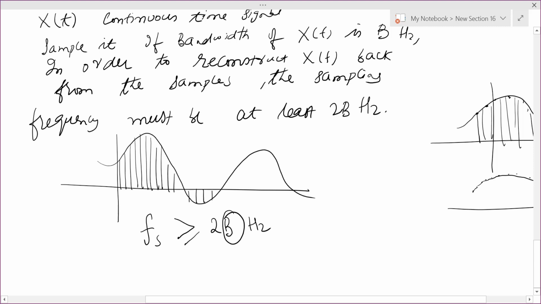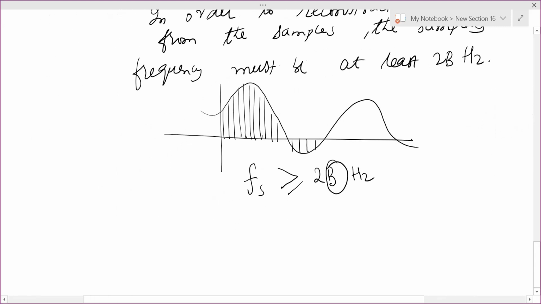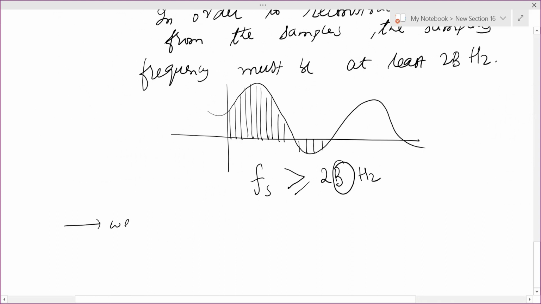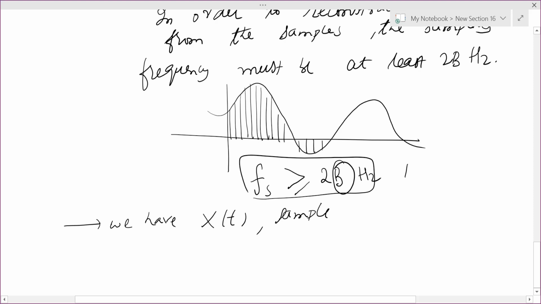So this result will be proved later on. Right now you take this result as it is. Now see, we have continuous process x of t, we sample it. So let's sample it at exactly 2b hertz, which is called the Nyquist sampling rate.